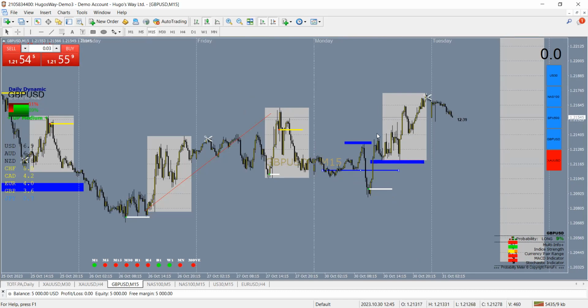Area of support, RTP. Don't forget about this one, right? Don't forget about this area right here. And then there is your entry. You see? That's 43 pips right there to that high. You see what I'm saying? It's the same process to get into the trades.